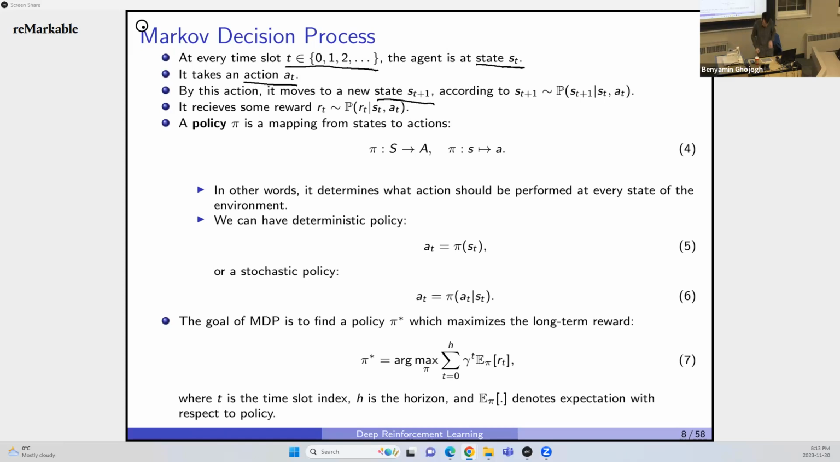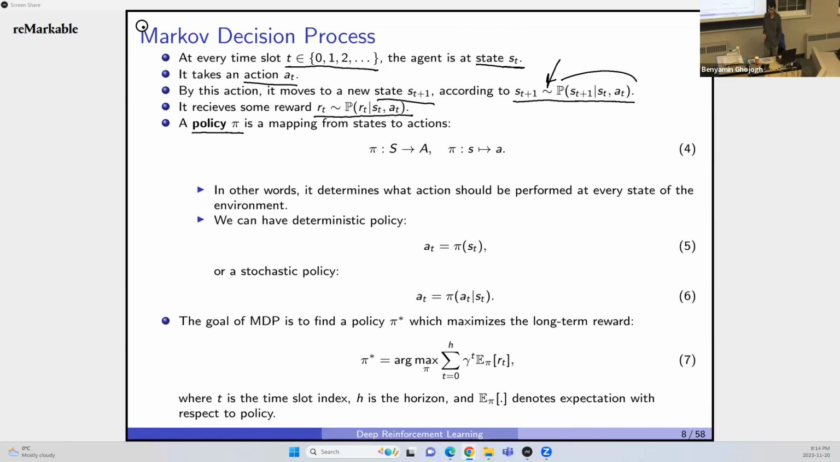So far so good. And st plus 1 is probabilistic. This means sampling, right? Sampled from this conditional distribution, st plus 1 given st and at. This is the transition model. Do you remember? Transition model. It receives some reward, RT, according to the reward model, right? Again, it's probabilistic. What is policy?